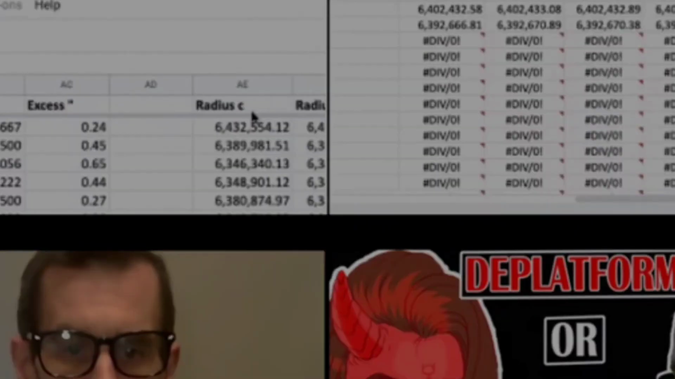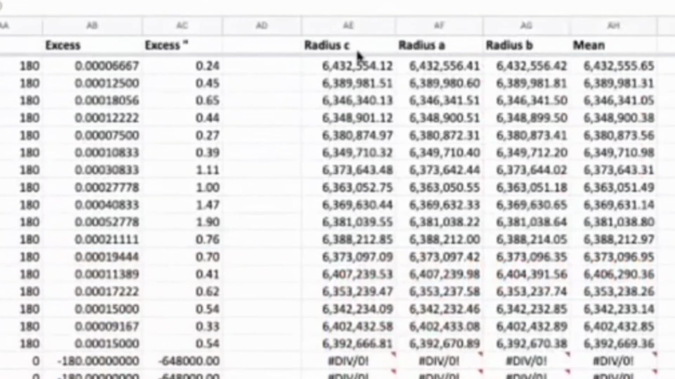No, you didn't pay attention to what I said. None of my presentation had any assumptions about the shape of the Earth. I assume nothing. Nothing at all.